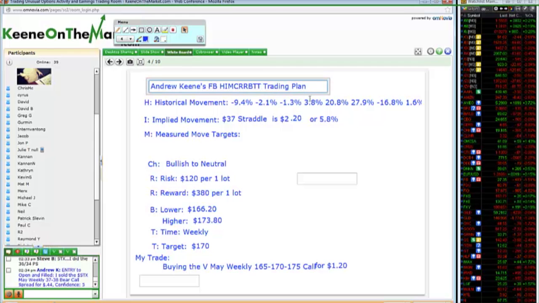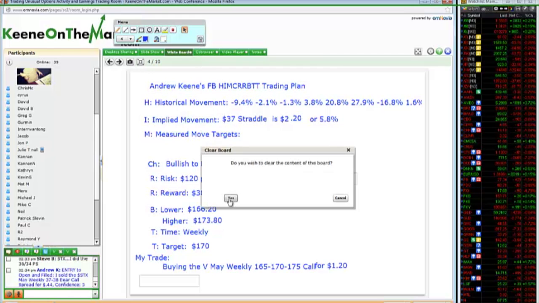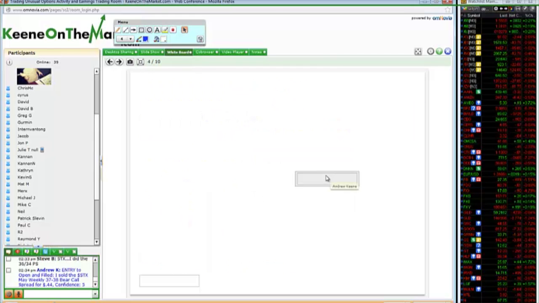Today, we're going to switch it up a little bit, and we're going to call it 4 ways to trade Facebook. 4 ways to trade Facebook for earnings.